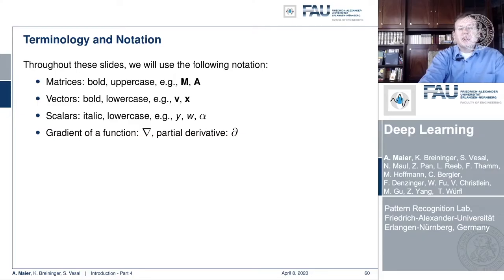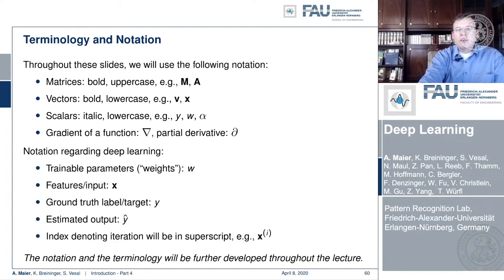So throughout this entire lecture series, we will use the following notation. Matrices are bold and uppercase, so examples here are M and A. And vectors are bold and lowercase, examples v, x. Scalars are italic and lowercase, y, w, alpha. And for the gradient of a function, we'll use the gradient symbol. For partial derivatives, we'll use the partial notation.